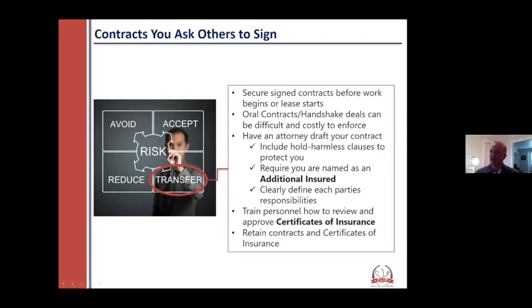And I think you have to have somebody trained to understand what a certificate looks like, and we're going to go over that, and be able to approve them and retain these contracts and certificates in a file for a period of, you know, 5 to 7 years. Because especially with product liability, we see product liability claims going 7 to 10 years before some claims come in. So it's really important to be able to pull that information back to protect yourself or to fall back on that.